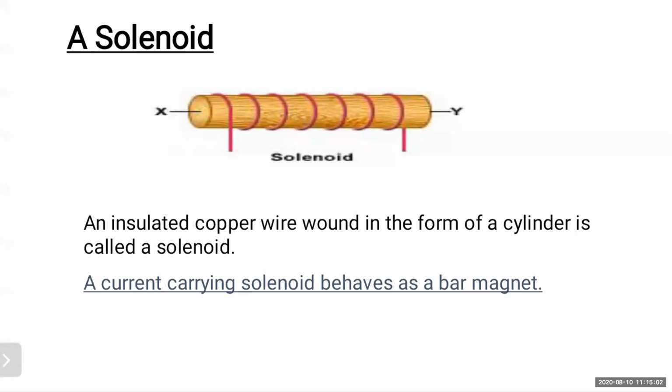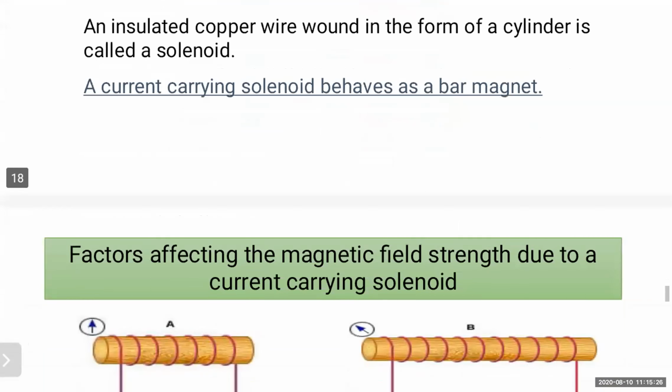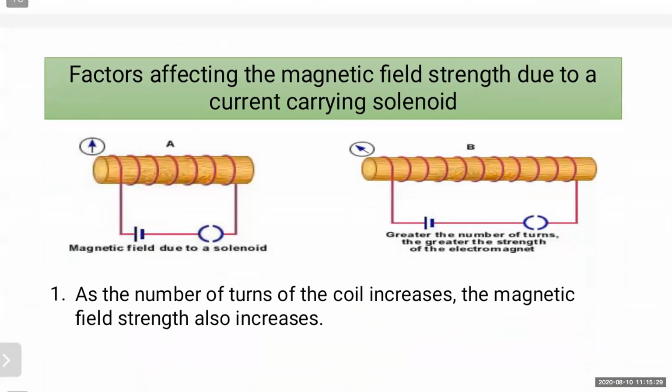The magnetic field lines in the solenoid through which the current is passed are shown in the figure. This current carrying conductor also behaves like a bar magnet. It has two poles, north and south. Now look at the factors affecting the magnetic field strength due to the current carrying solenoid. Look at the figure.